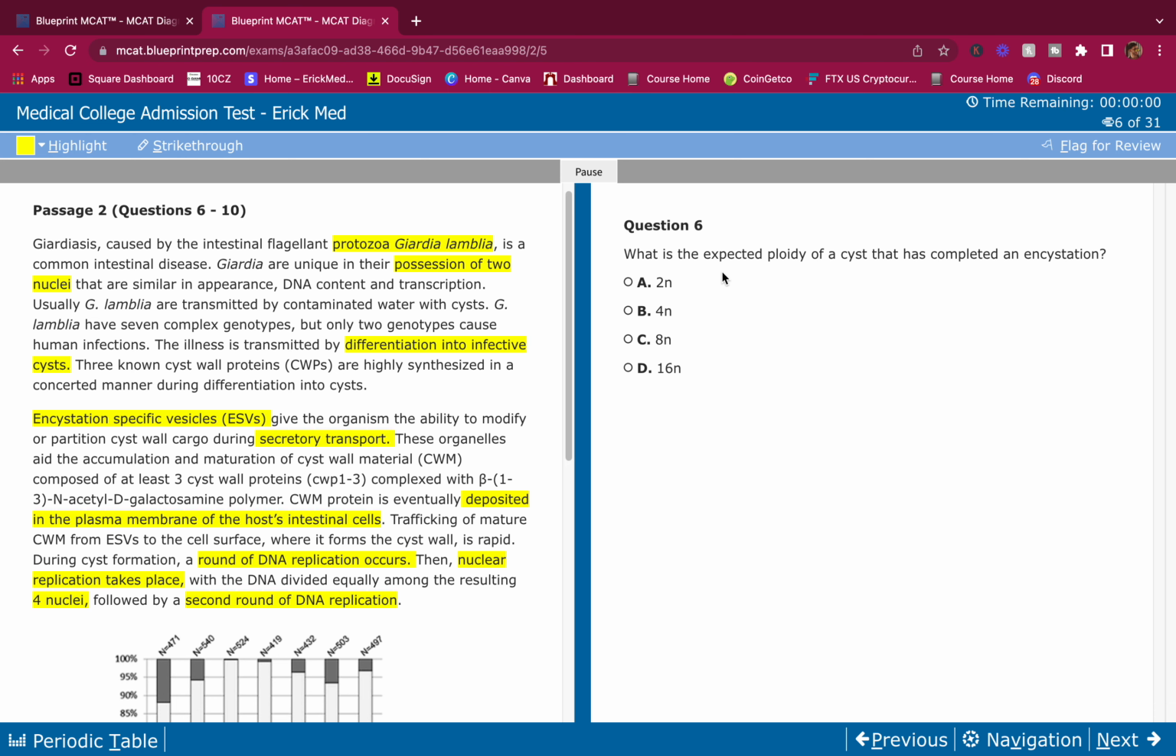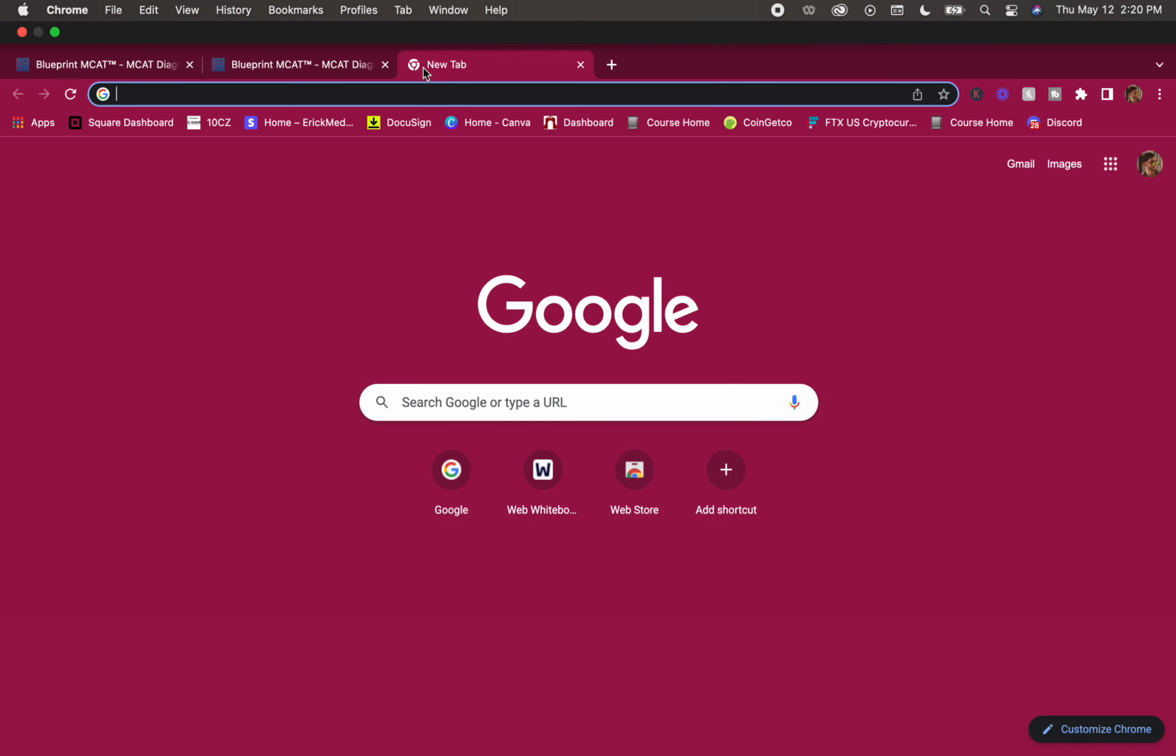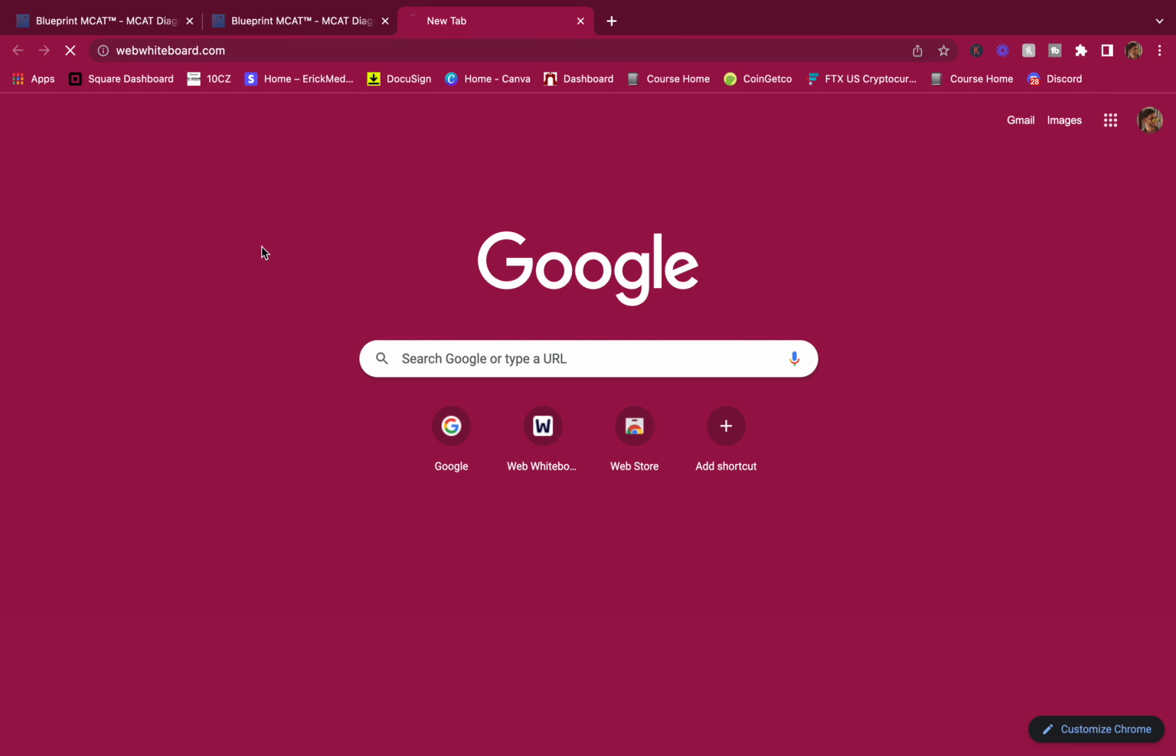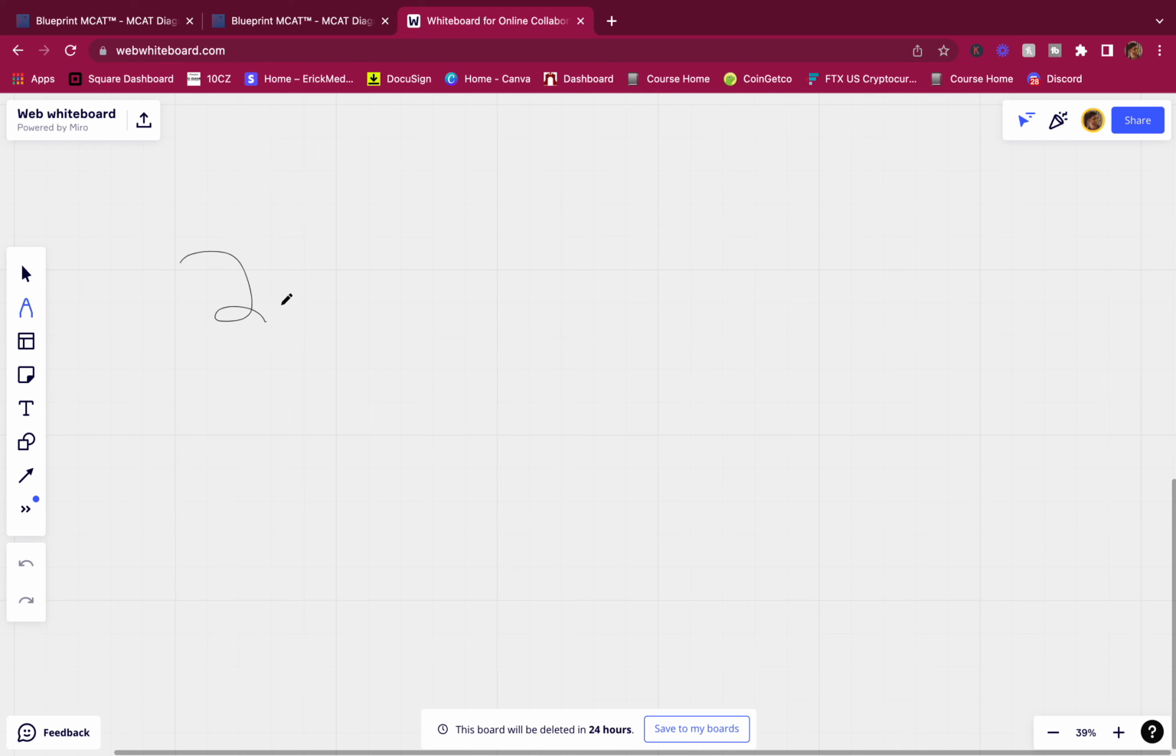What is the expected ploidy of a cyst that has completed an encystation? I can never say that right. Okay. You should know what ploidy is. Ploidy refers to the set number of chromosomes. Okay. So like, let me go to the whiteboard here in case you guys don't know what this is. Okay. So let's say if you have 2N, okay, you have a diploid. You have two sets of N, meaning number of chromosomes there.